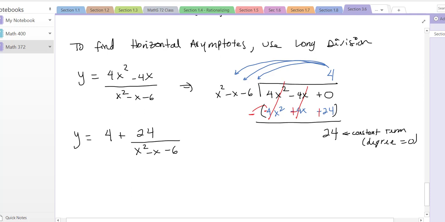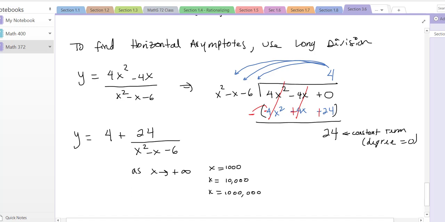So when I do long division, that kind of helps me see it better, because now I have 4 plus, oh, what is happening here, right? As x goes to infinity, we'll do plus infinity first. So that means x could be 1,000, x could be 10,000, x could be 1,000,000, right? So as x changes from 1,000 to 1,000,000, what's happening to this quantity? 24 over x squared minus x minus 6.